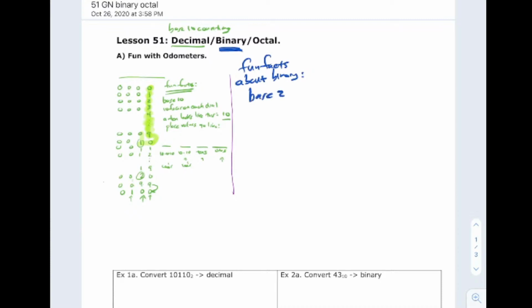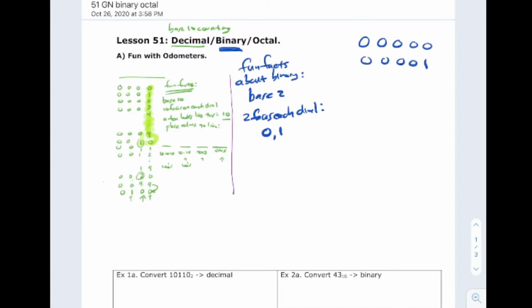And so if it's base 2, remember over here we were saying base 10 was 10 faces on each dial. So base 2 is going to be 2 faces on each dial. What are the faces? Just a 0 and a 1. That's all you get. So I'm going to start my binary thingy moving here.